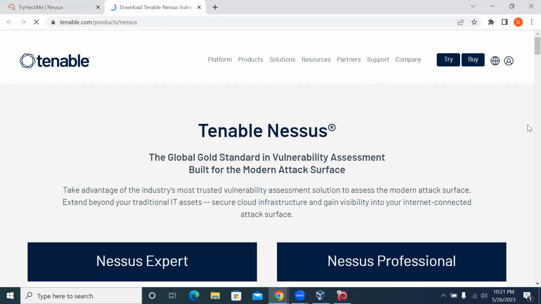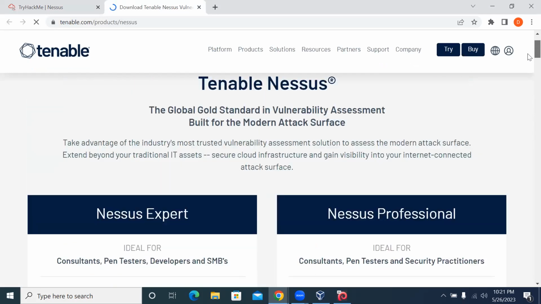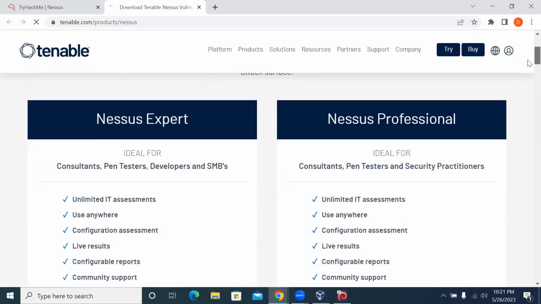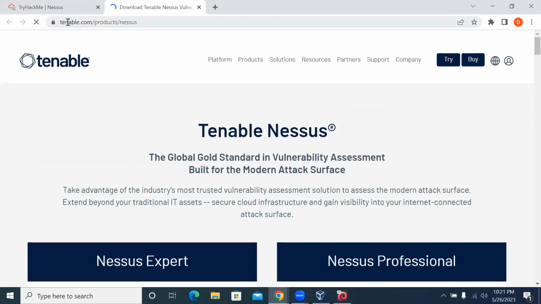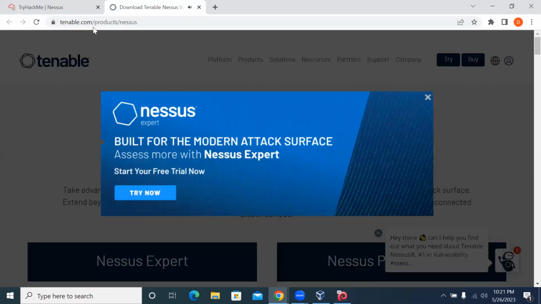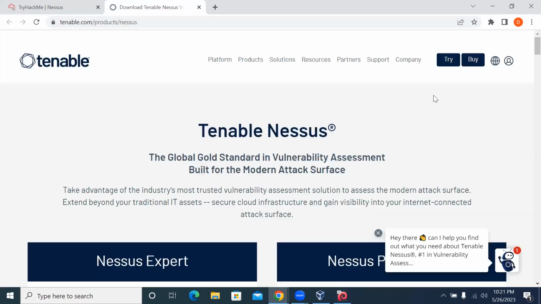So let me just go to the Tenable website, right? This is the Tenable website where you can get Nessus. There's Nessus Professional and there's Nessus Expert. So the thing is just to type tenable.com. These are the owners of Nessus, right? So tenable.com.